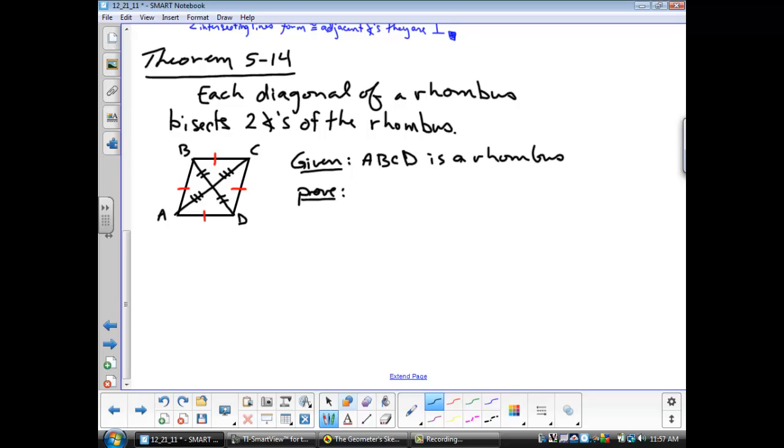to prove that since angle 1 and angle 2 are congruent, I'll just mark them, not name them, I guess. And these two angles are congruent, corresponding parts of congruent triangles are congruent. Since these angles are congruent and these angles are congruent, then each of the diagonals must bisect the two angles. So, to begin with, we are proving that AC and BD each bisect two angles of the rhombus.